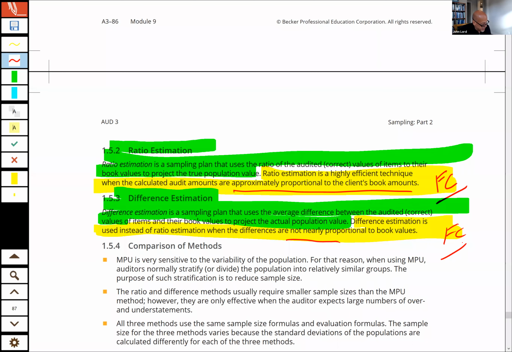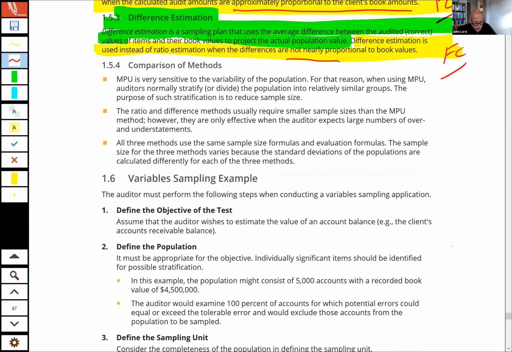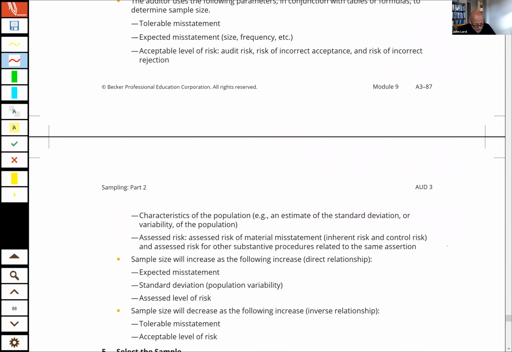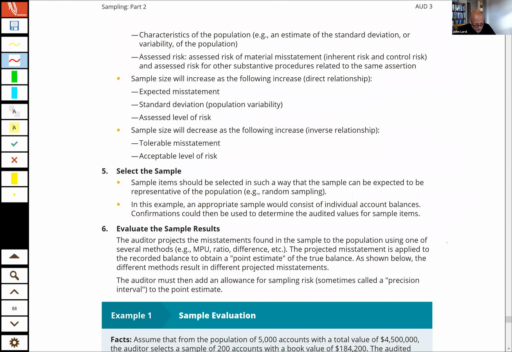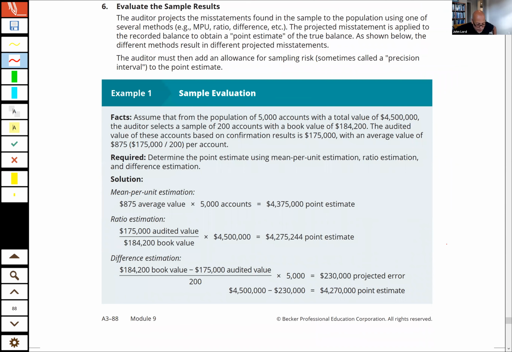Flashcard what we say that is special about those three methods. I'm going to come back to the sample size factors here because that's probably the more important thing. But I do want to go ahead and spend a little time with this example so you can see the application of the three methods that we just talked about. And I'll come back up to the sample size factors here in a second.